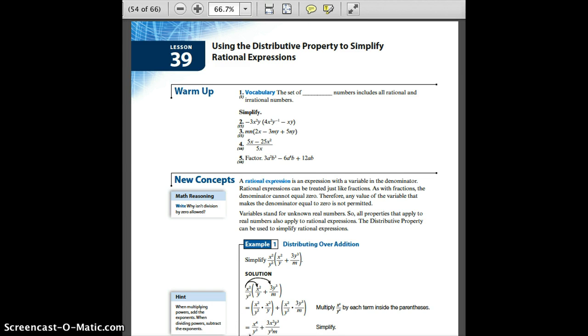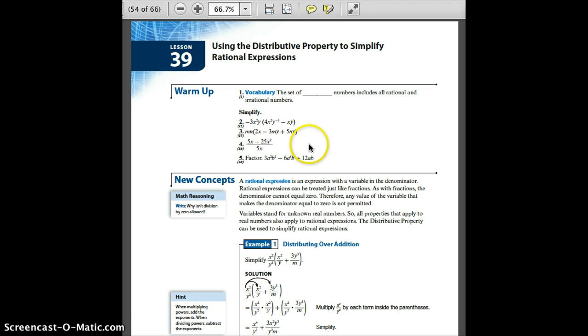Okay, everybody, this is algebra class. This is lesson 39, using the distributive property to simplify rational expressions. I can tell you from personal experience that students actually will find it easier to do this lesson than the previous lesson, which was factoring out. So this is sort of the opposite of the previous lesson.